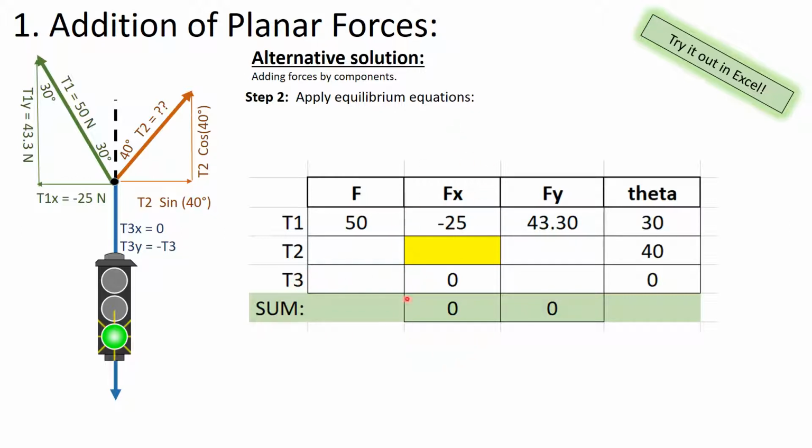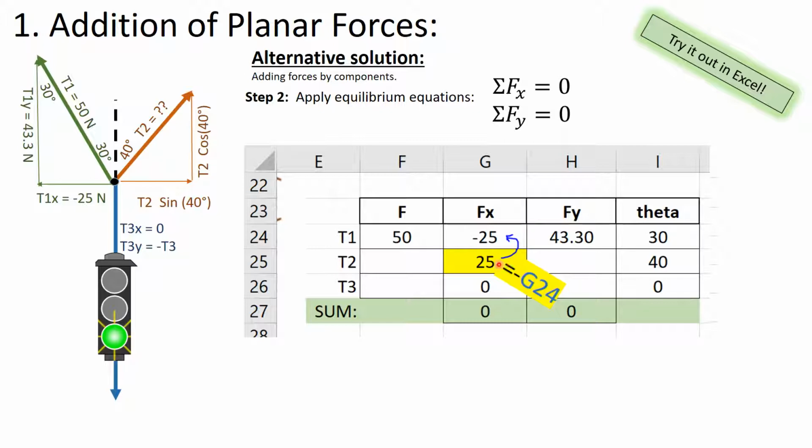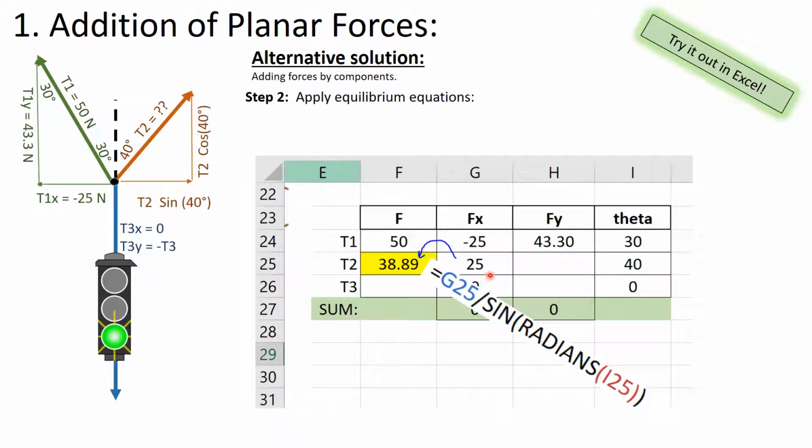But if we look at this x column, we see there's only one unknown here. So the only way for our x forces to add to 0 is if this little cell right here is going to be equal and opposite. So if this is negative 25, this has to be positive 25. So this Excel table gives us a way to start filling in our unknowns. And you just look at rows and at columns and then what you can fill in. If you know Fx, you can figure out what this other component of the force is.